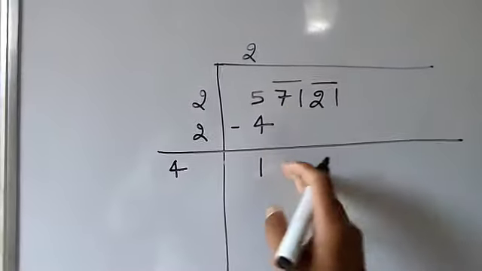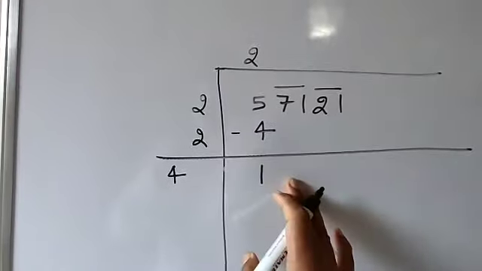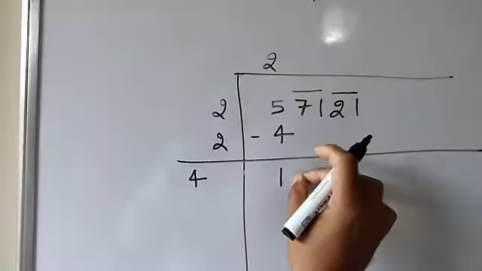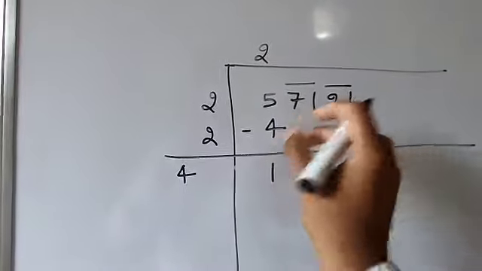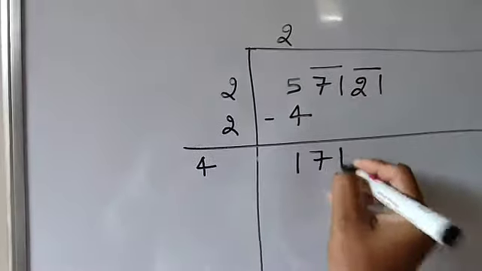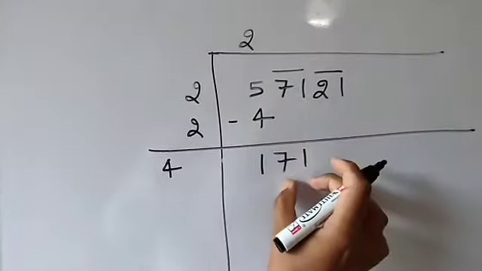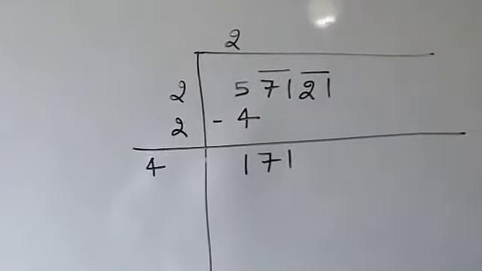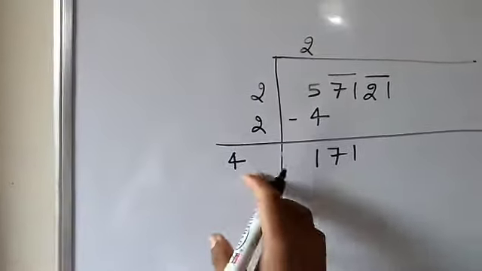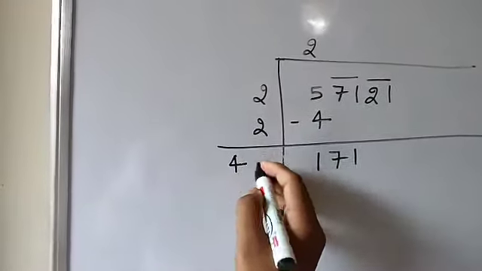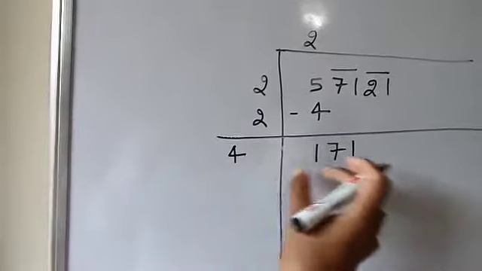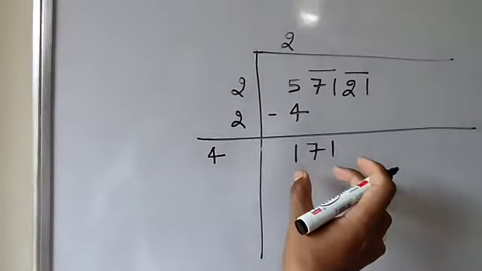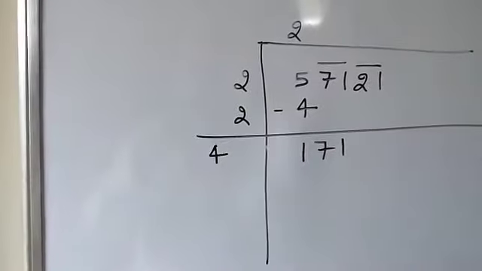Now again you will pick the next number. In ordinary division you pick one digit, but here you pick the digits in a pair. The next pair is 71. After that you need to find a number which will be kept here, and multiplied by that number, the result should be either equal to 171 or less than 171.